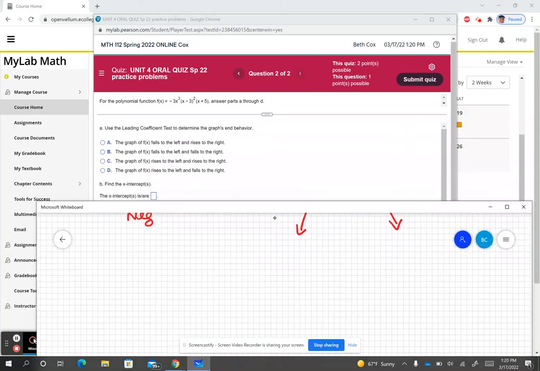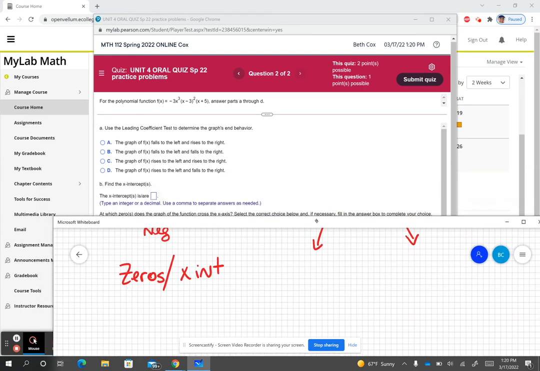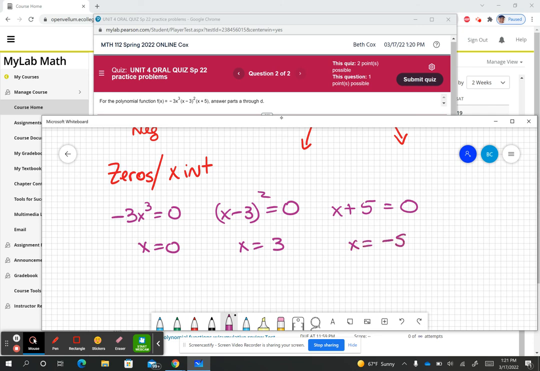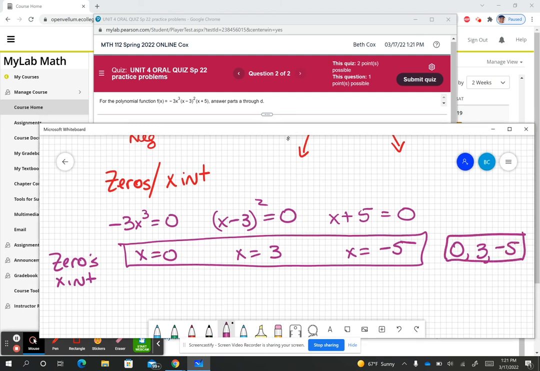Part B says the x-intercepts. Those are also known as the zeros. Zeros, x-intercepts are the same thing. So for the zeros, x-intercepts, I'm going to take negative 3x to the third, set it equal to 0, x minus 3 to the second, set it equal to 0, and x plus 5 equals 0. X is 0, x is 3, x is negative 5. So those are my zeros, x-intercepts. You would type them in 0, 3, negative 5. That's how you would type them in.